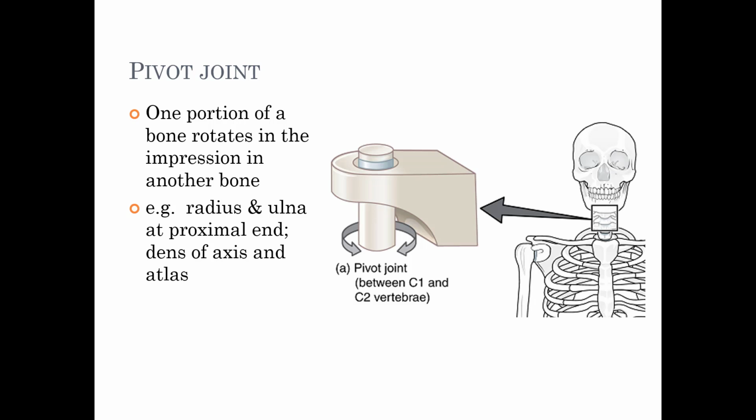So the atlas and the axis, the dens of the axis in the atlas, is a pivot joint. Also, the radius and the ulna. The ulna, of course, has that rotational ability relative to the radius. The radius also has a little cup that the ulna sits in, and the ulna has a little cup that the radius sits in, and the radius can rotate within that cup of the ulna. This allows for the rotational movement of your hand relative to your arm. So if you hold your arm out straight and rotate your hand only, that movement is the result of the radius and the ulna joint.